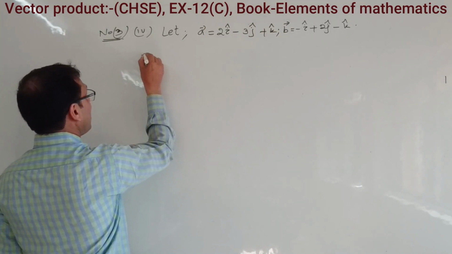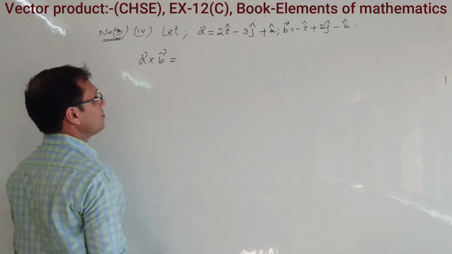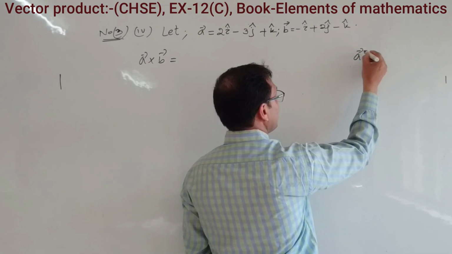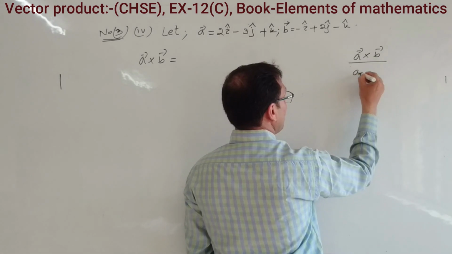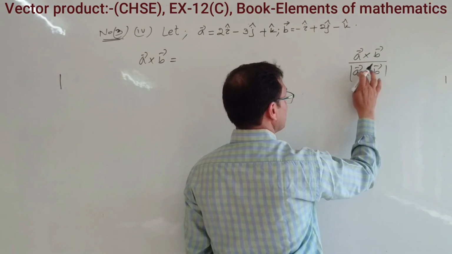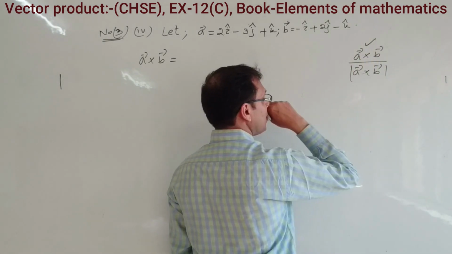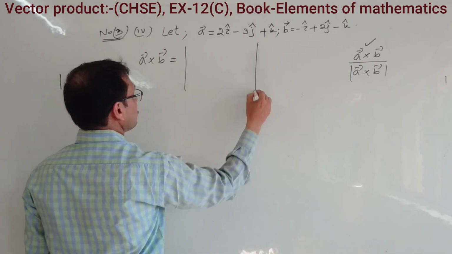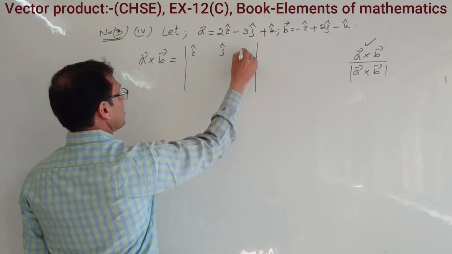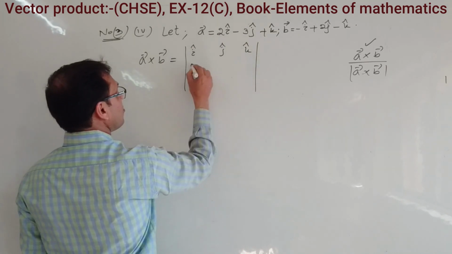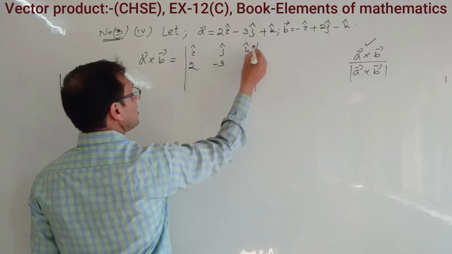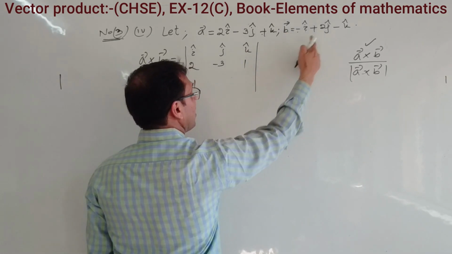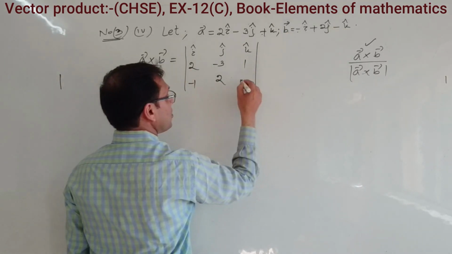Okay. First you have to find A cross B, because all of you know that the unit vector perpendicular to A vector and B vector is A cross B by the magnitude of A cross B. First you have to find the cross product between the two vectors, then their magnitude also you have to find. So first find A cross B with the help of the determinant: i cap, j cap, k cap. Ith component is 2, jth component is minus 3, kth component is 1. In the B vector, ith component is minus 1, jth component is 2 and kth component is minus 1.